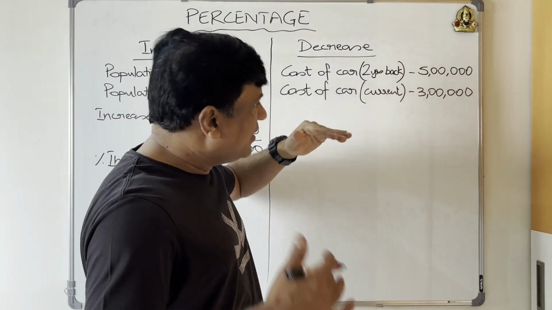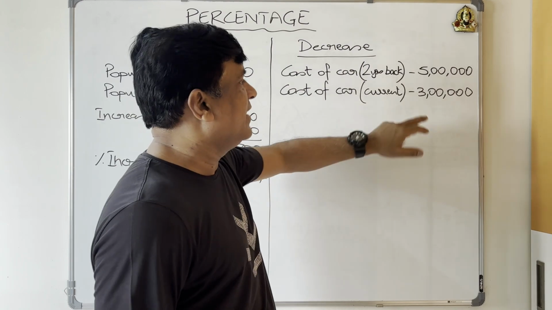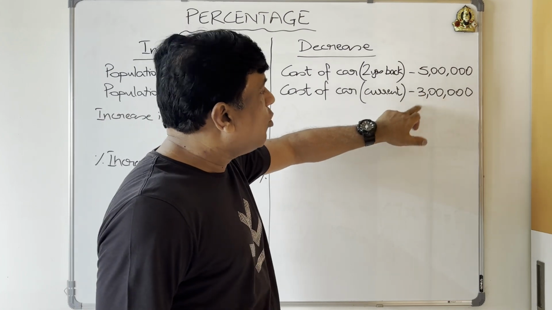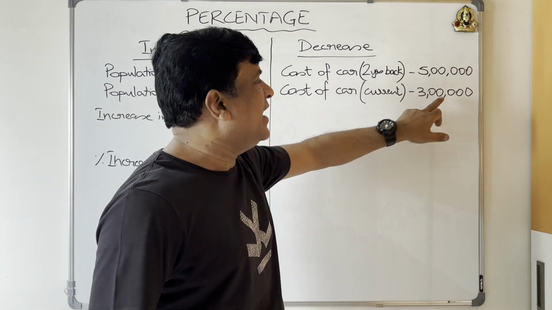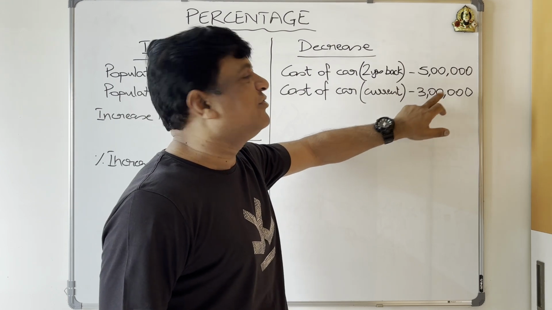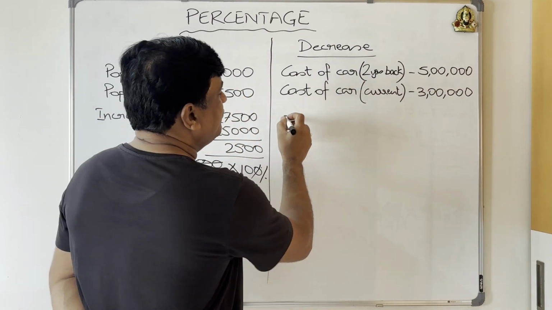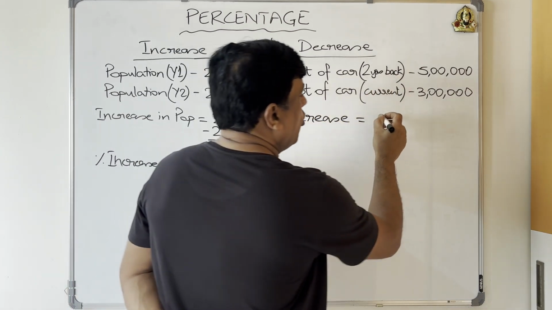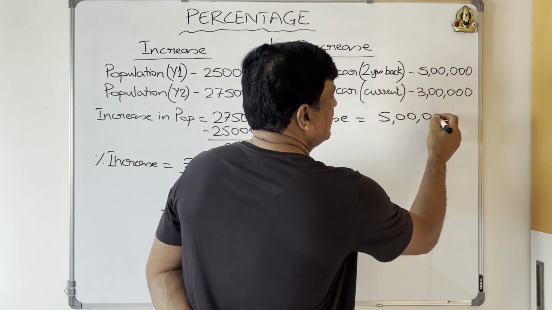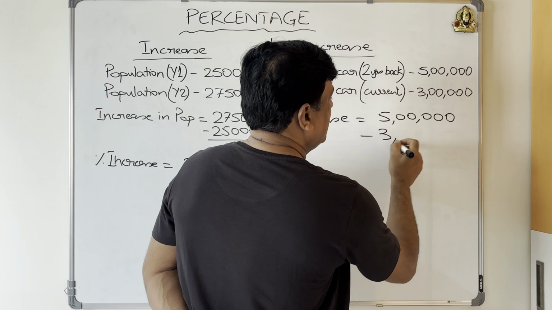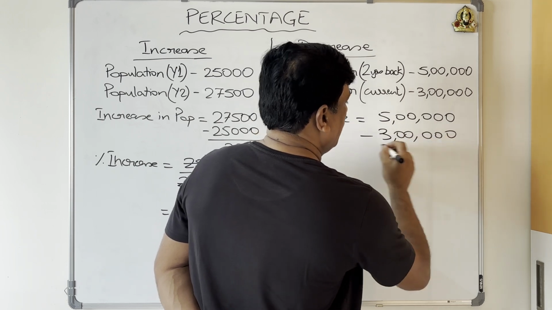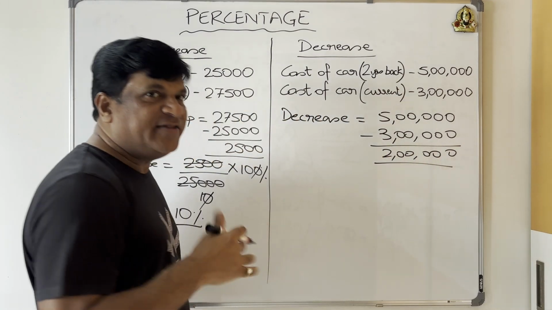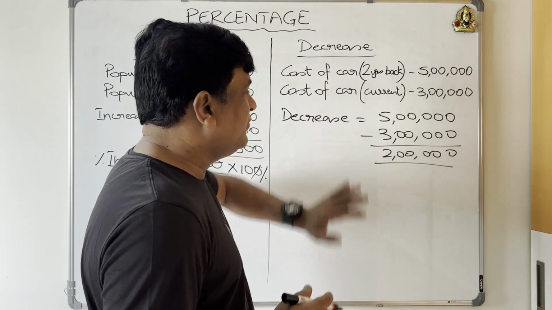Now, cost of the car in the current year, later 2 years down the line. Suppose I bought it in 2023 and I'm in 2025 right now. The cost of the car, if I were to sell it to somebody, I'm only going to get 3 lakh or 300,000. So in this particular case, my decrease will be your original price minus your current price of the product. So it will be coming out to be 200,000. That's the loss you're making. That much you're going to lose when you're going to sell the car.